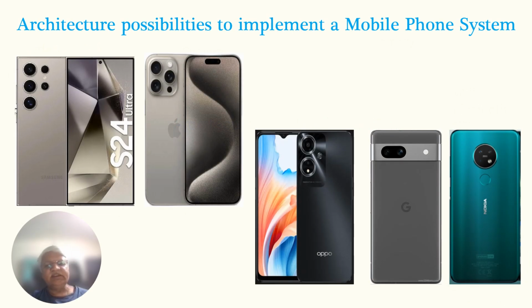Here you will see different mobile system realizations, say from Samsung, iPhone, Nokia, Oppo, and Google Pixel. So in all these realizations, the features are almost the same. However, the functionalities and the constraints will differ. Definitely, that will play a major role.